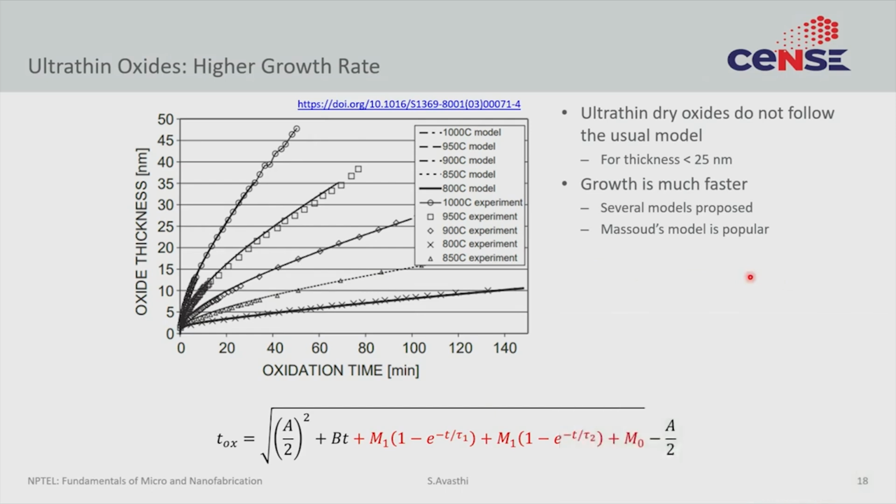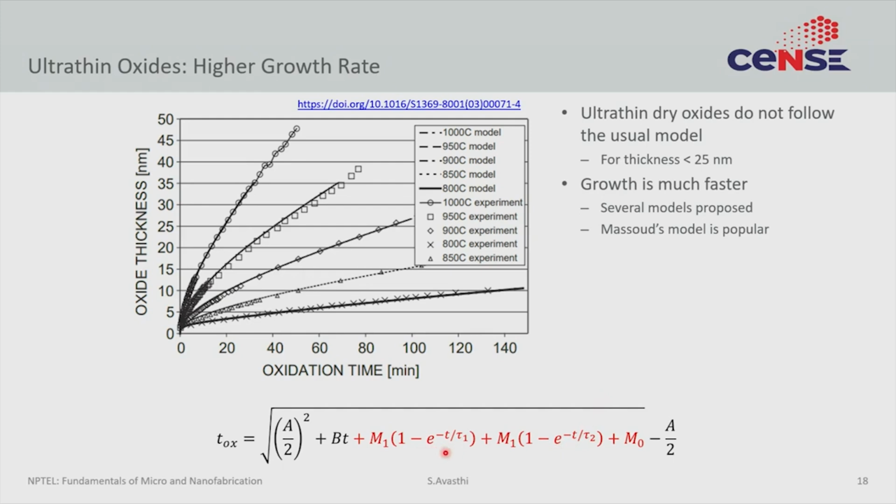Once again, I do not expect you to remember these formulas or memorize them. However, the point here is to sensitize you that there is a problem. If you are trying to grow ultra thin oxides, you have to be a little more careful in using the Deal Grove model. The second thing to sensitize you is that the temperature dependence is very strong.